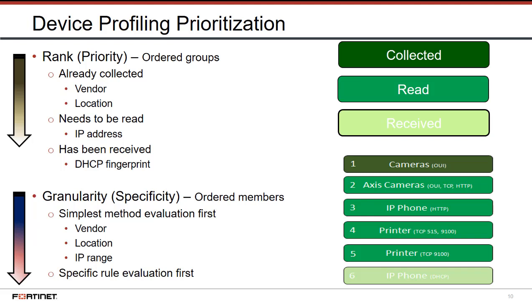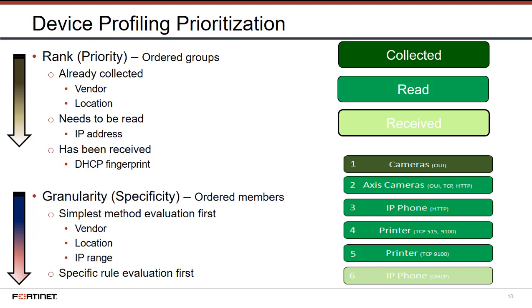Rule 2, the access cameras: OUI, TCP, and HTTP. The reason that we put the access cameras rule in the number 2 position is because one of the methods is vendor OUI, so this can make the evaluation much quicker. When the Fortinet is evaluating against this rule, the first thing it checks is, does the vendor OUI match? If it does not match, it stops. It doesn't bother going through the other methods. So that's a great way to organize this. If the vendor OUI does match, then it moves forward and tries to see if the TCP and HTTP match.